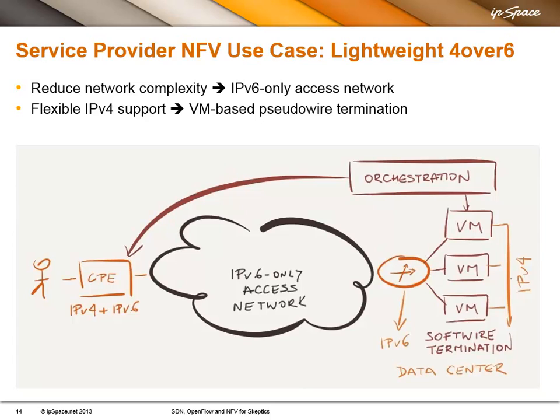The implementation they use is somewhat specific. It's called lightweight 4/6. It's sort of a mixture between MAP and DS Lite, and they need something to terminate those tunnels. Guess what? They decided to implement that part in generic servers in their data centers. So they have a data center very close to their core routers. So every pair of core routers has a data center attached to them. In those data centers, they have server farms, and on those server farms, they run the VMs that provide the tunnel termination and IPv4 connectivity to the CPEs.